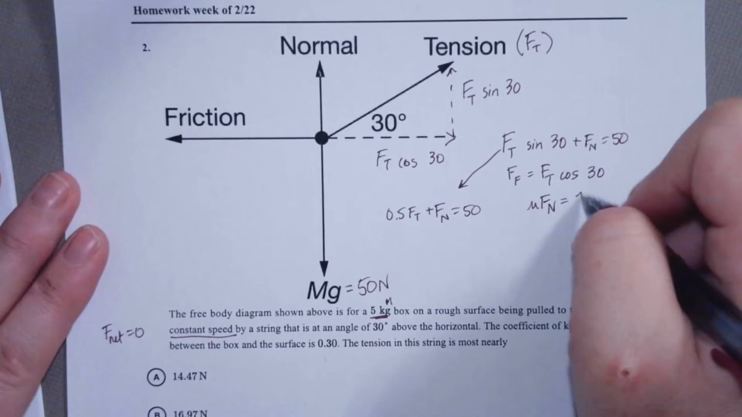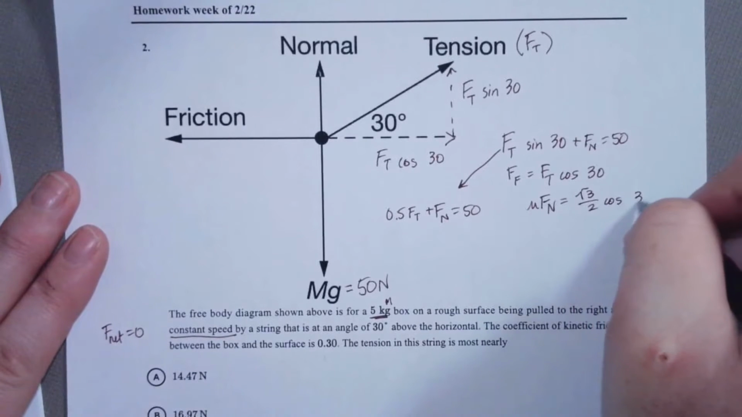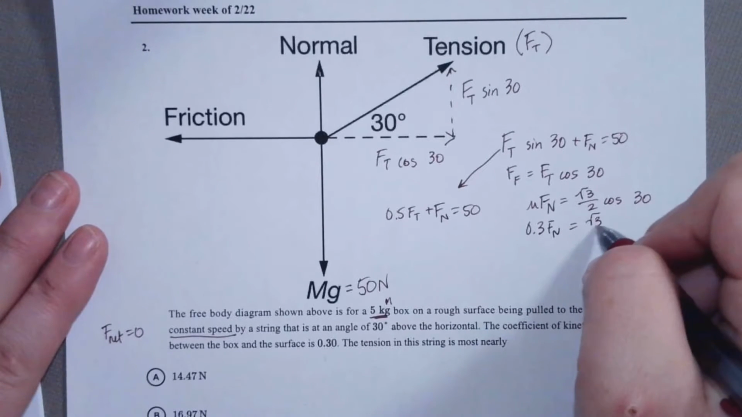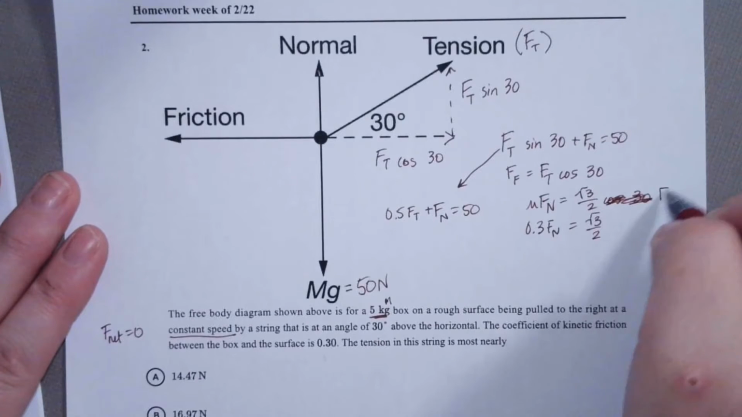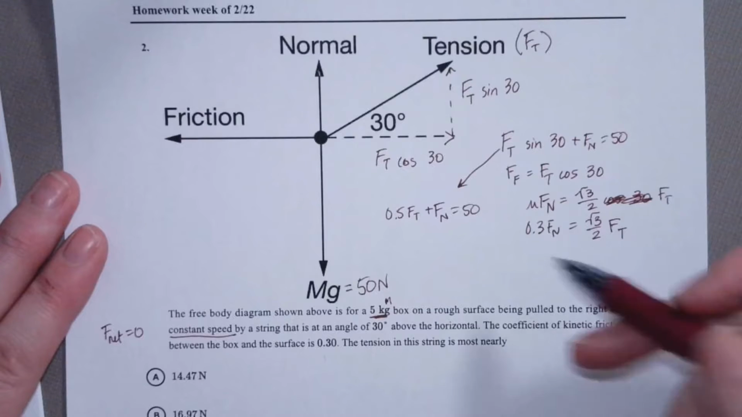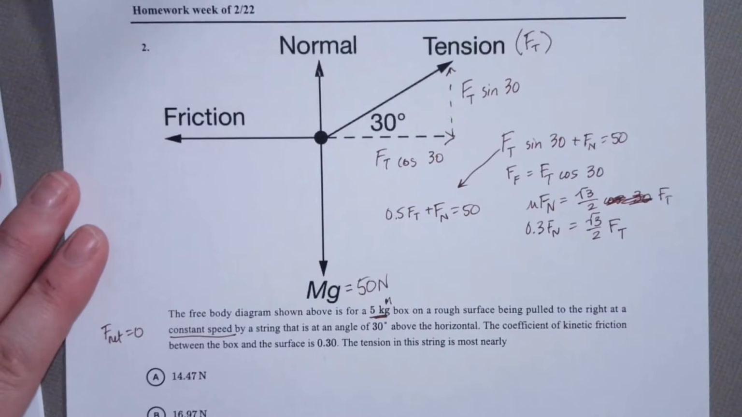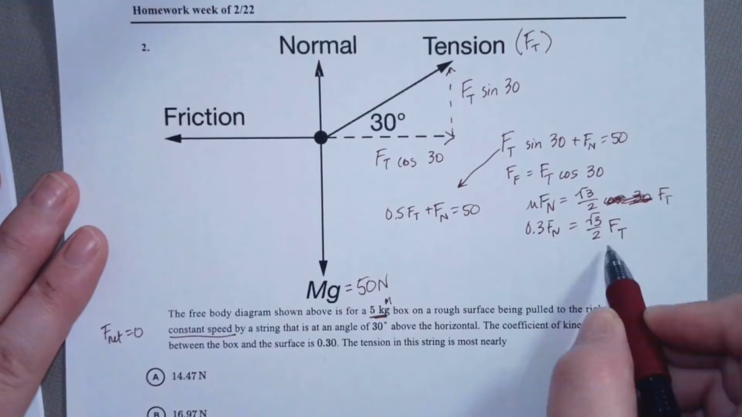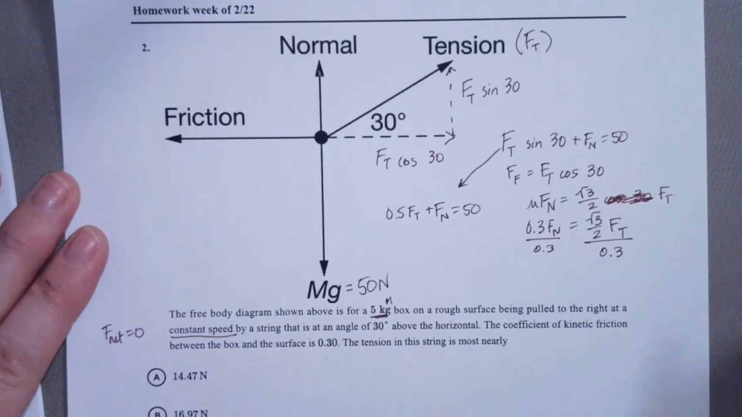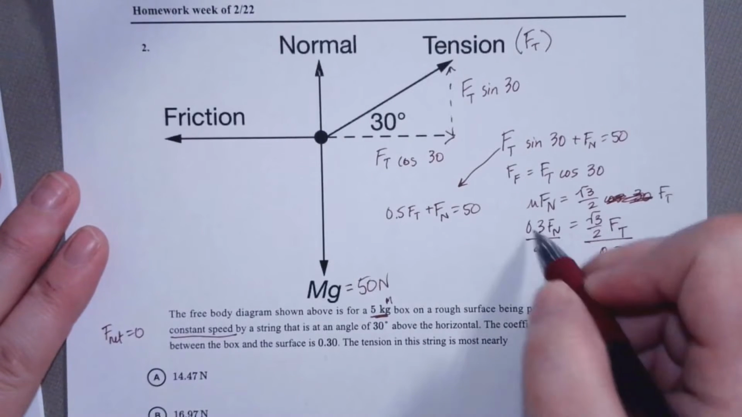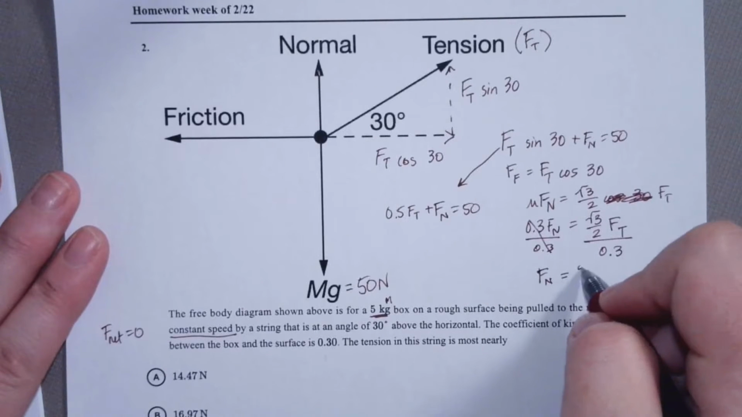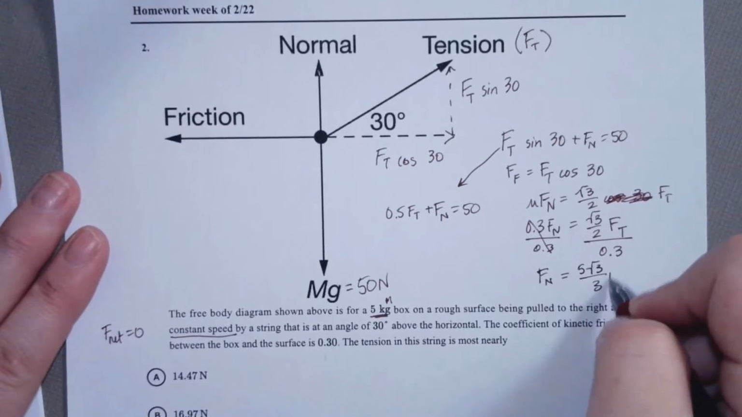That's equal to Ft cosine 30, which is square root of 3 over 2. And we know mu is 0.3. So we've got 0.3 normal force equals square root of 3 over 2 Ft. Sorry, guys. So we've got two equations, two unknowns. We're going to solve one of these for normal force. I'm going to solve this one on the right. Divide by 0.3. Divided by 0.3 is the same thing as multiplying by 10 over 3. So I'm just going to keep it as a fraction because that's easier. That gives you 5 square root of 3 over 3 Ft.